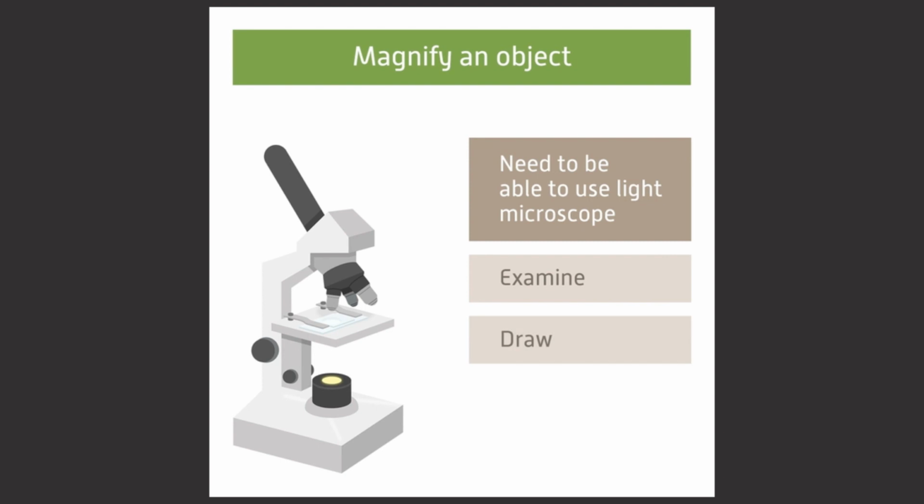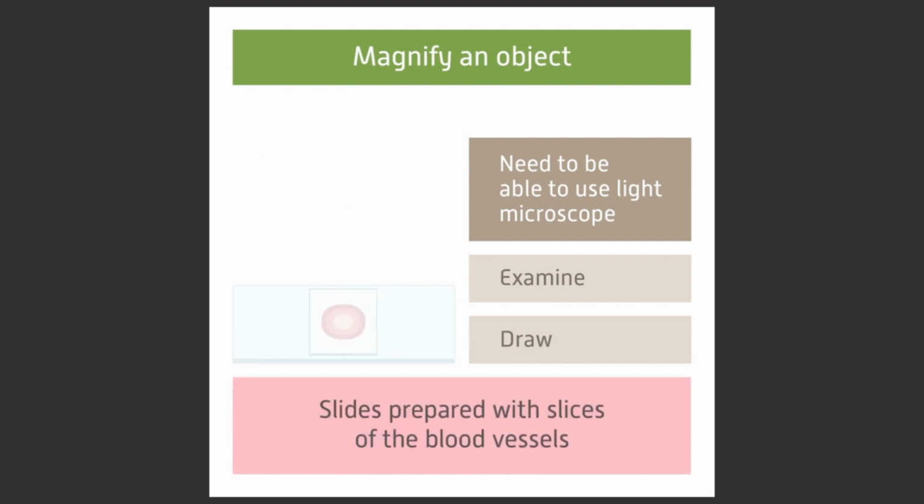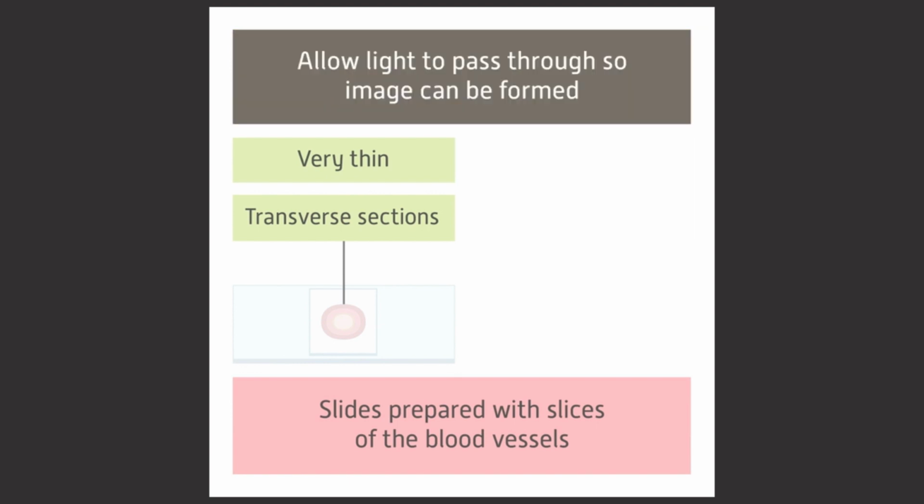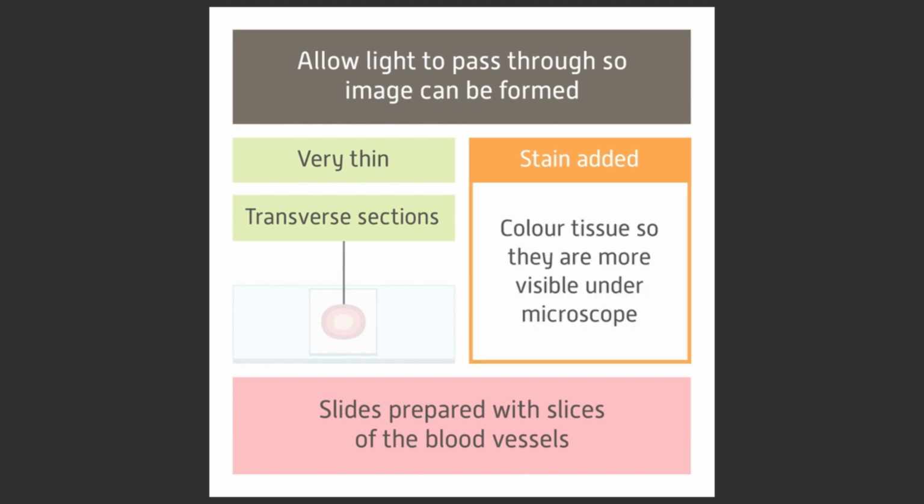You'll need to be able to use a light microscope to examine and draw an artery and a vein. You'll use microscope slides that have been prepared with slices of the blood vessels. In order to see the different layers of tissues, the slices will be cross-sections. These are also called transverse sections. The section needs to be very thin in order to allow light to pass through it so an image can be formed. A stain is usually added. Stains colour the tissue so they are more visible under the microscope.